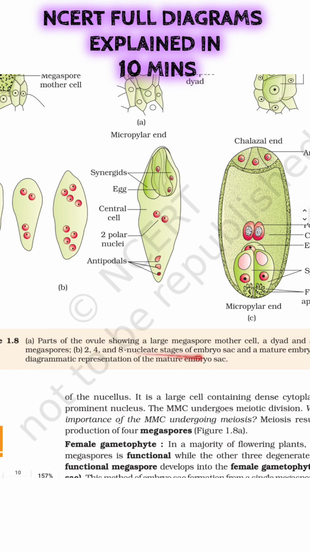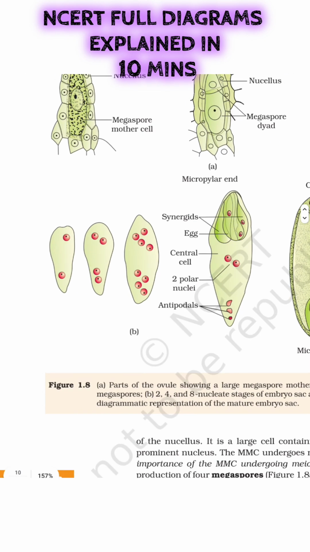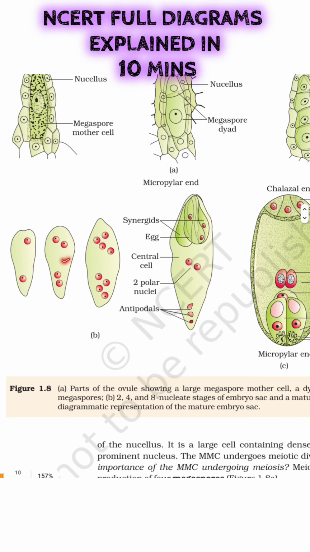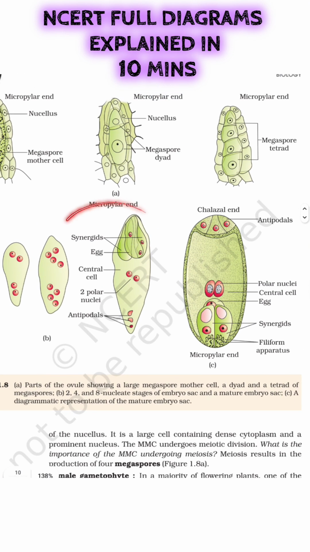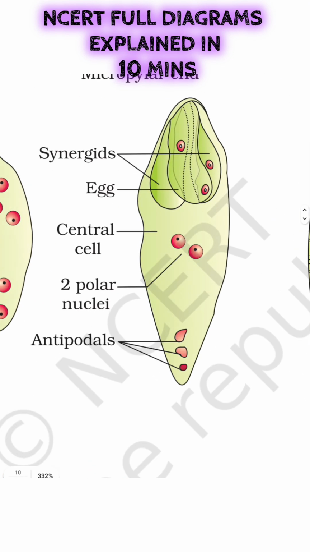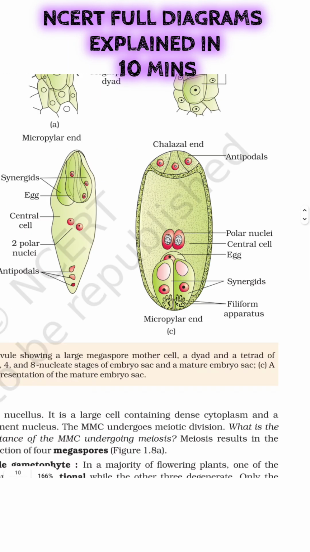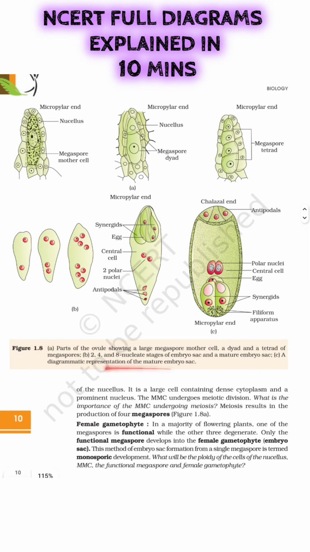The second part is 2, 4, 8 nucleate stages of embryo sac and mature embryo sac. That is B part. 2, 4, 8 stages of embryo sac and a mature embryo sac is shown at the end. So this is the mature embryo sac. So here you can see the 3 antipodals, then you can see 2 polar nuclei, a central cell, egg cell is there, 2 synergids are there. Egg cell plus the synergids is called the egg apparatus, okay.